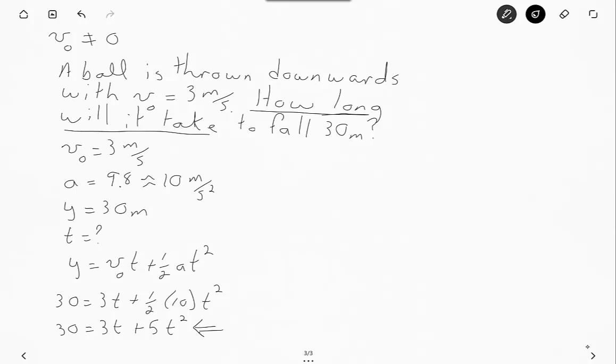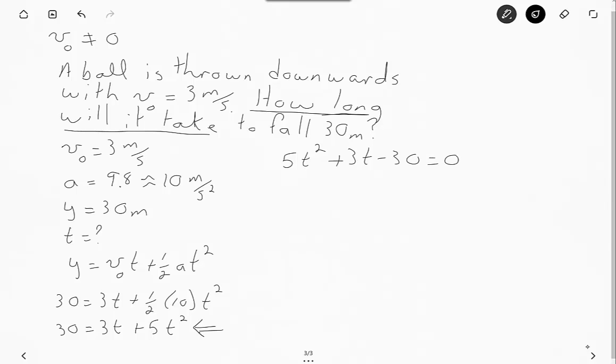And in order to solve a quadratic equation, we either need to be able to factor it, or we need to be able to use the quadratic formula. Let's use the quadratic formula because it's quicker and easier to solve most physics problems using that rather than trying to factor. So I'm going to rearrange this slightly so it's in a better looking format, and I'm going to say that it is 5t squared plus 3t minus 30 is equal to 0.